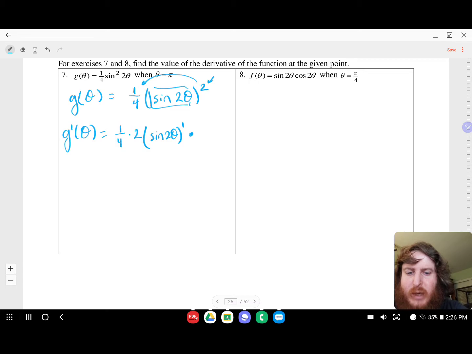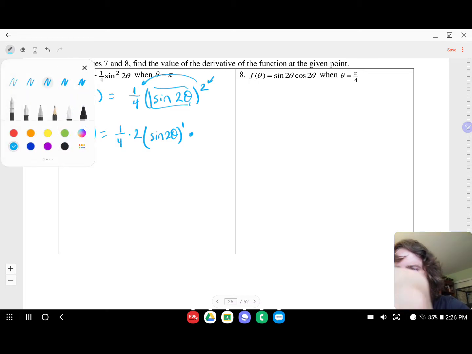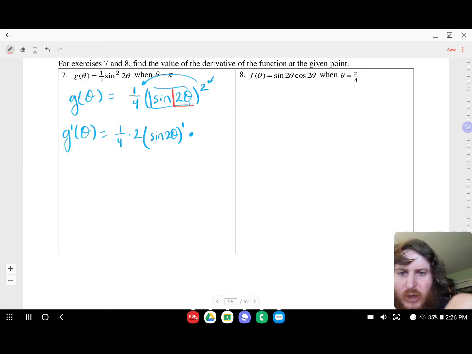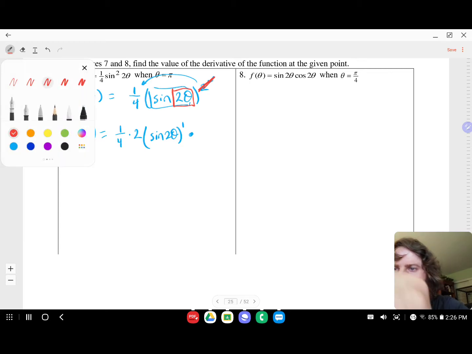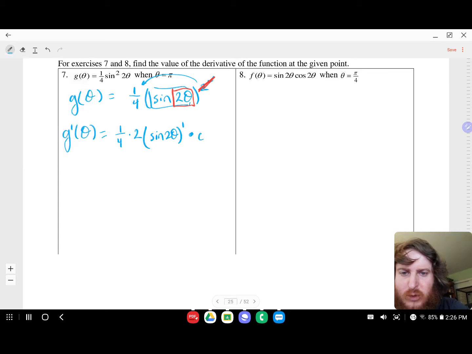Now, what's the derivative of sine? It's cosine. But we have sine of 2 theta, not of theta. So this is going to be another, I'm going to cross out the 2 because we already did that. Now we're going to do the derivative of sine. So the derivative of sine is cosine of the next box, which is 2 theta. Now I'm going to cross out the sine, and then times the derivative of 2 theta, which is 2.